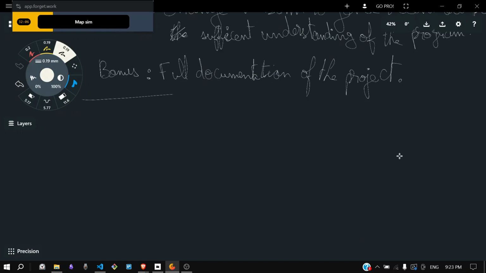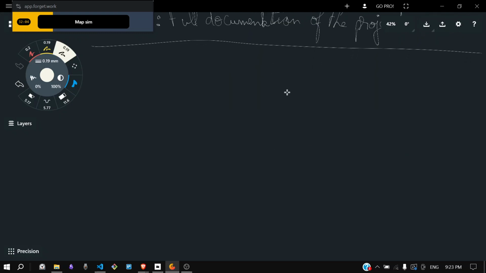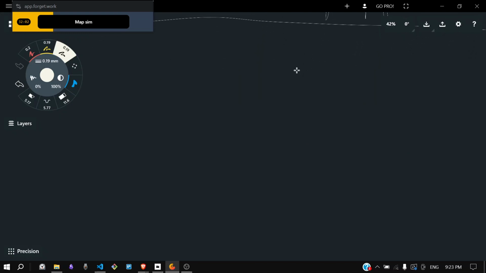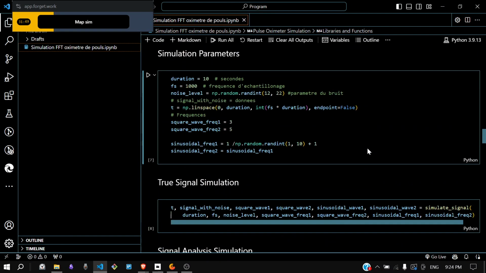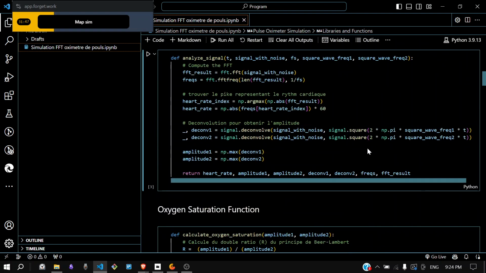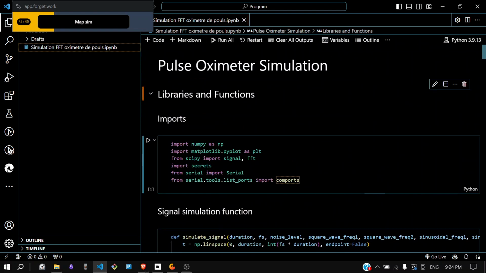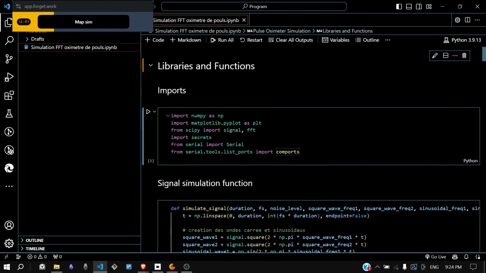Okay, so let's get started. Let us map the simulation. So I've already kind of mapped it here, but I'm gonna go through it again. So here we have the imports.